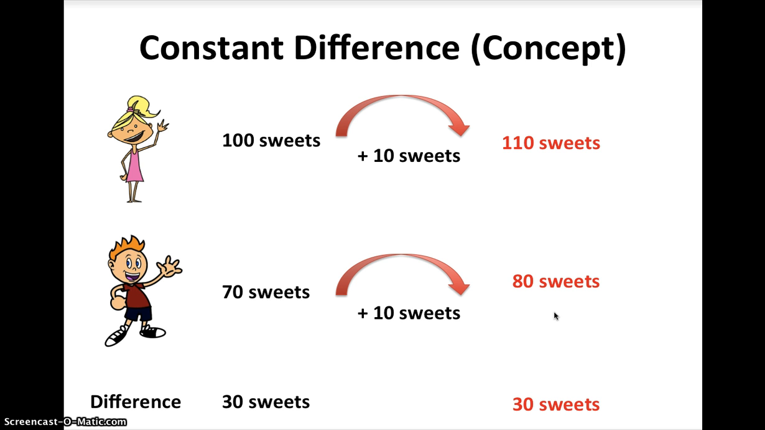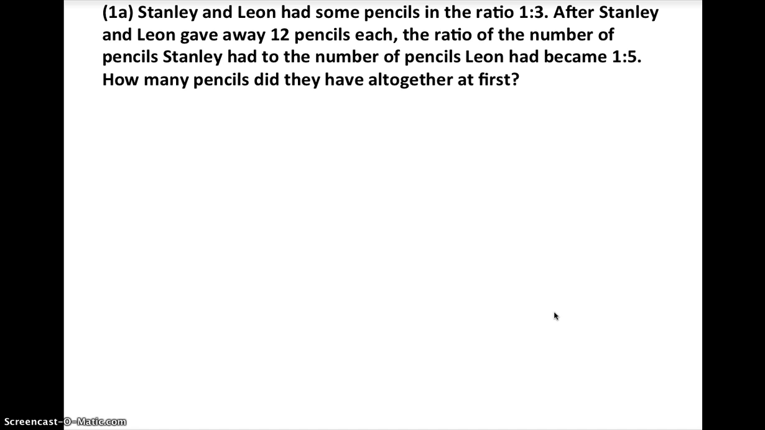So basically the main concept of constant difference is that when I give the same number of an item to two people in a question, the difference will remain the same. So let's go straight to the first question.